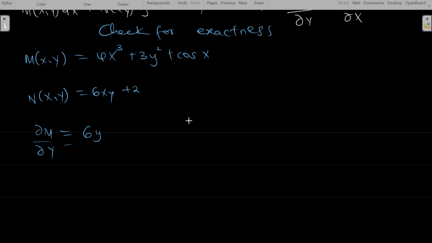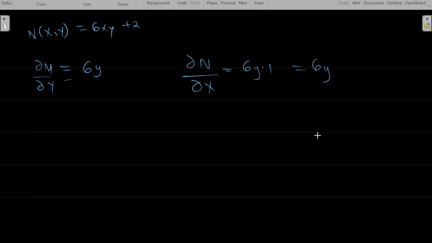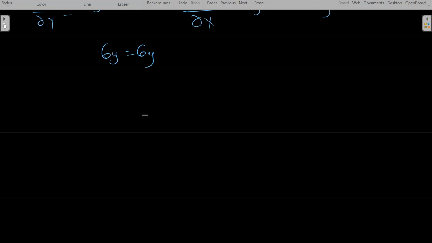Now if I take the partial of N with respect to x, where there is a y, I'll treat it as a constant. So I'll have 6y as a constant, then I'll differentiate x, which equals 1, so I multiply by 1, giving 6y. Then plus 2 is a constant, so it goes to 0. Now we see 6y equals 6y, so this statement is true. So this differential equation is exact.